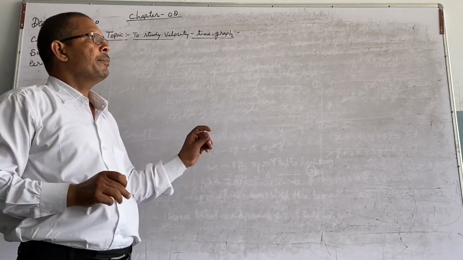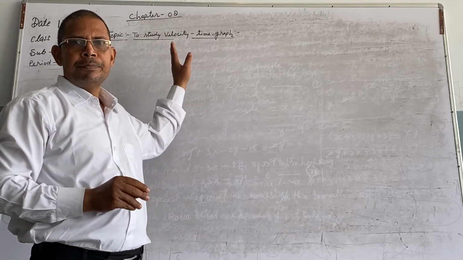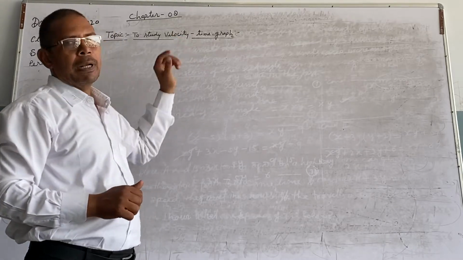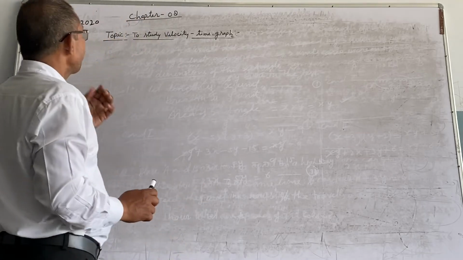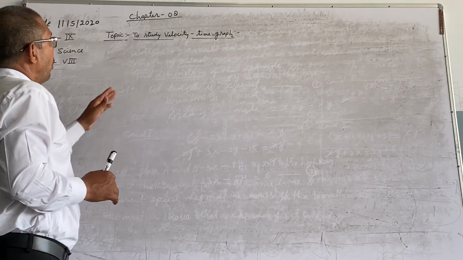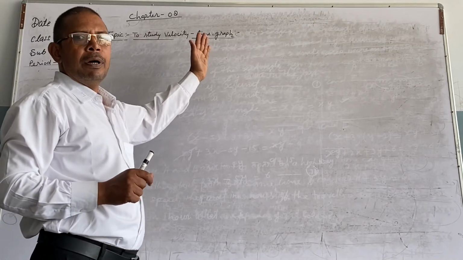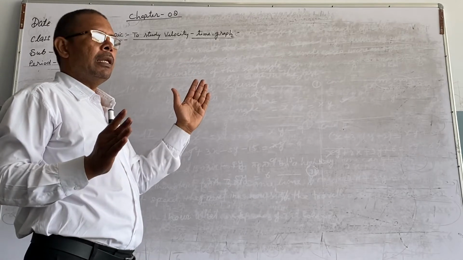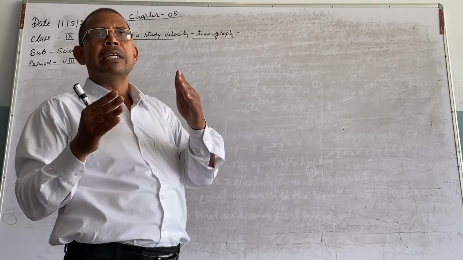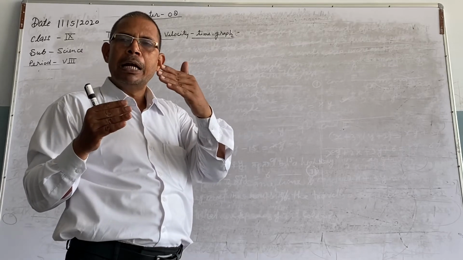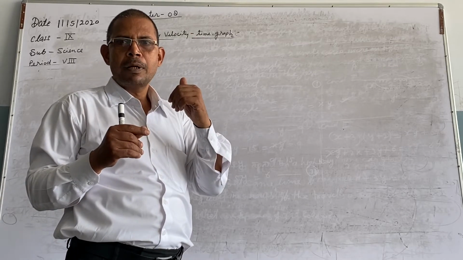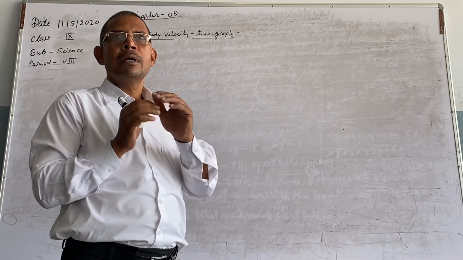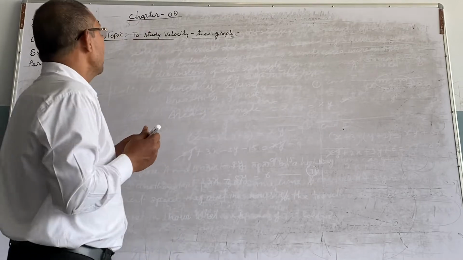After studying distance time graph, today I am going to tell you about velocity time graph. What is velocity time graph? When a graph is plotted between velocity traveled by a body at different time interval, this graph is called as velocity time graph.